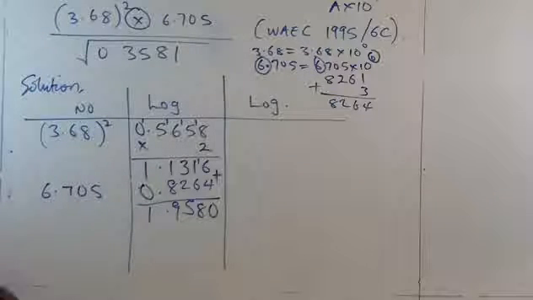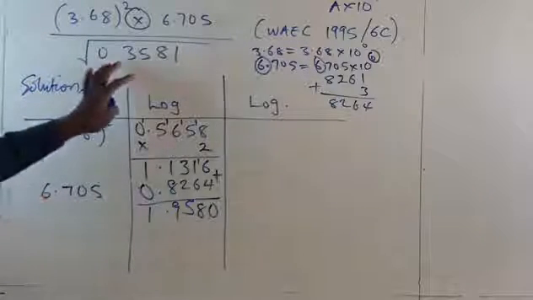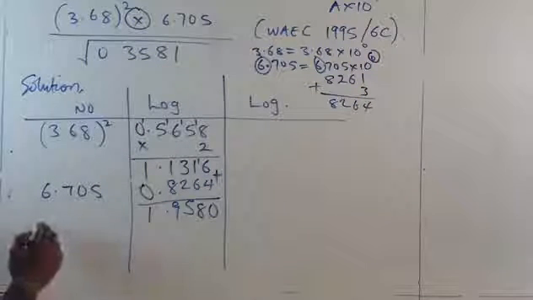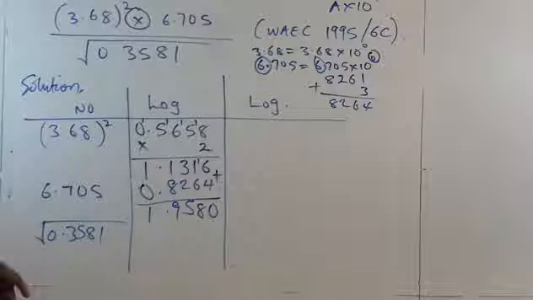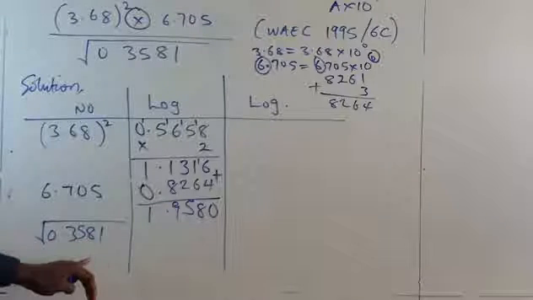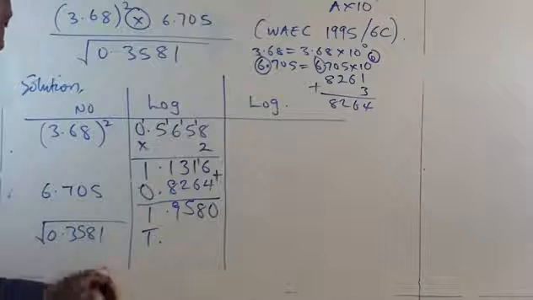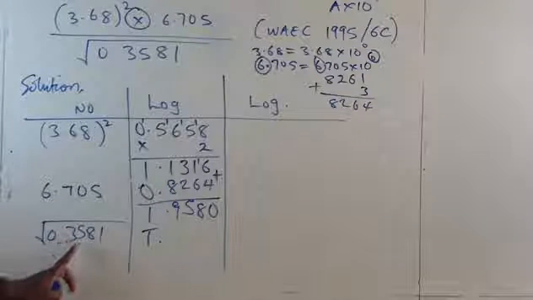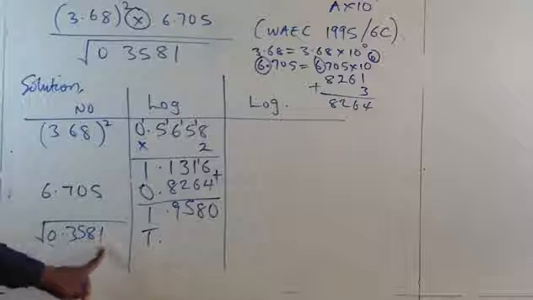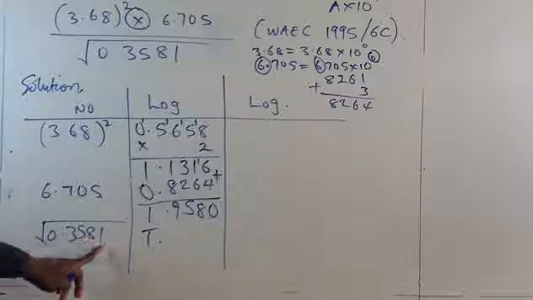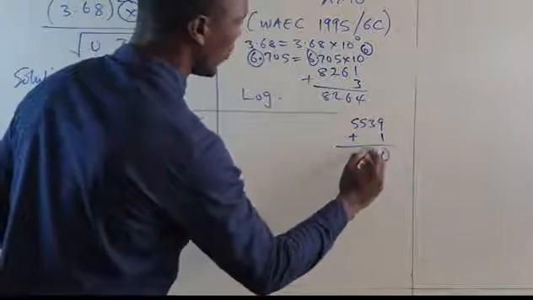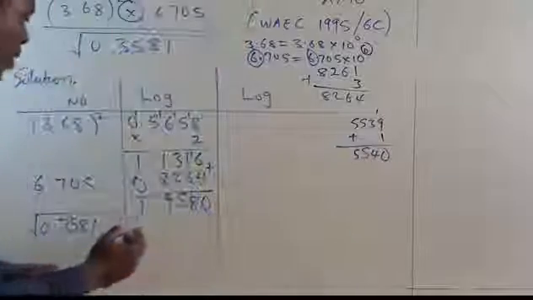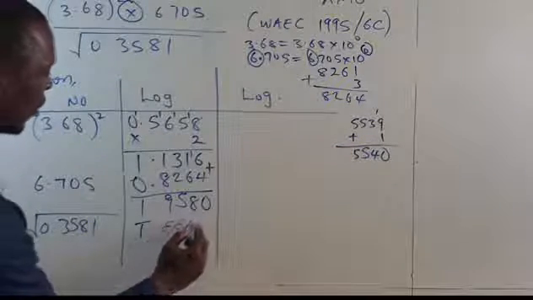So we are going to move to the denominator. The denominator is the square root of 0.3581. So the first thing to do here is to get the integer part. And what is the integer part of 0.3581? That is bar 1 point. Under this, we are going to look for 35 under 8 difference 1, so as to get the decimal part. Adding the two numbers together, we have 5, 5, 4, 0.